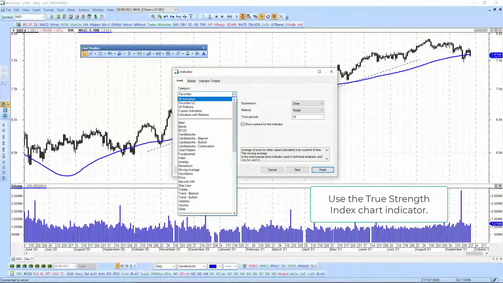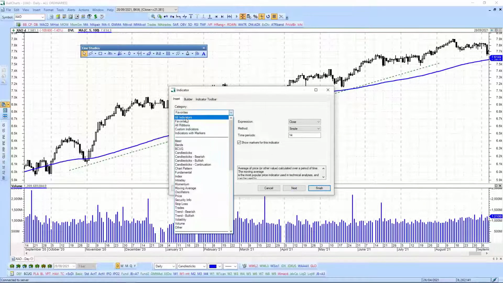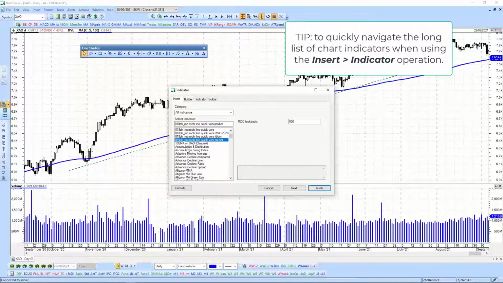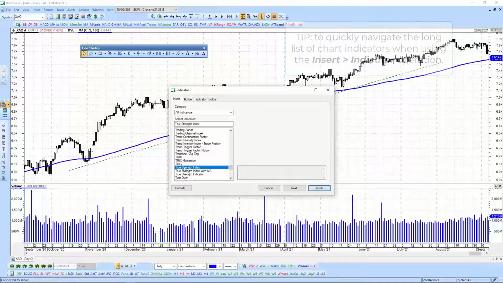Now, if I change the category to be all indicators, insert indicator, all indicators, in this long list, if we click in the list once and then tap the letter T, then it jumps down to the T's. Now we're looking for true, there's a tip, true strength index.